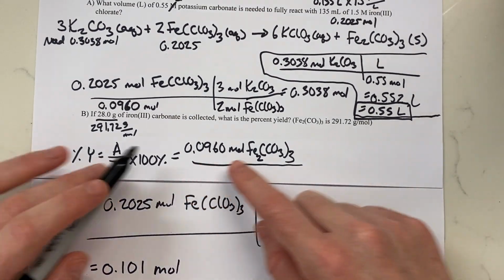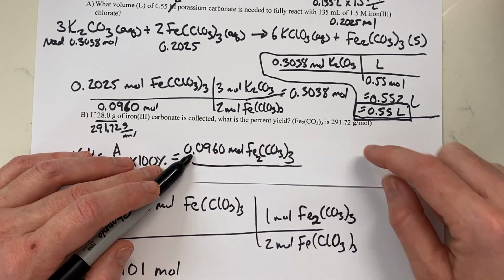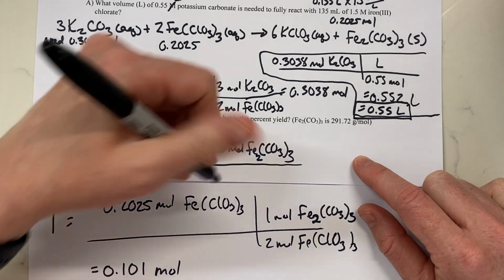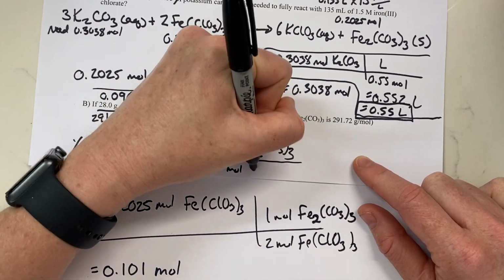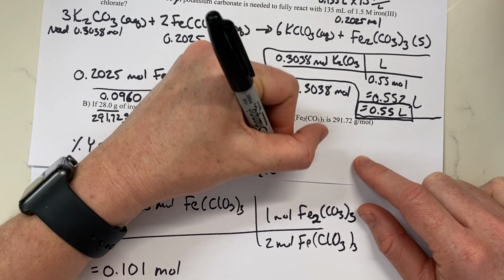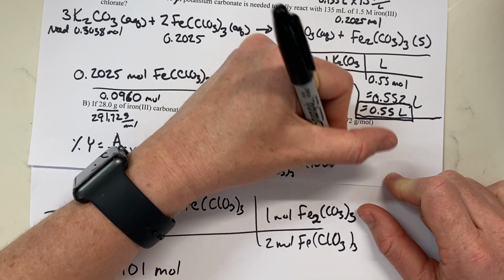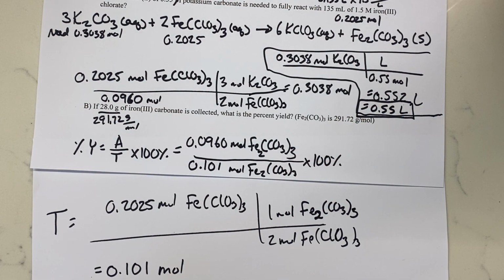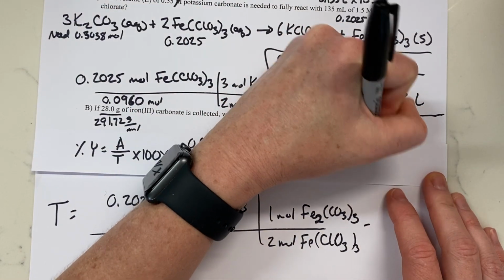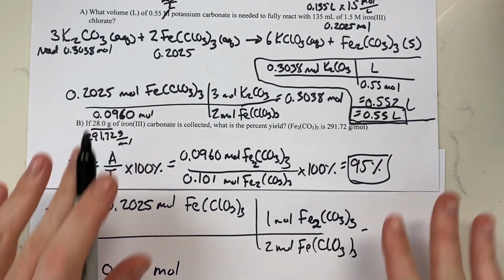So now I can go back here and say, okay, in actuality, I got 0.0960 based on the grams here. But in theory, I should have gotten 0.101 mole of Fe2(CO3)3. You multiply that by 100%, and you get an answer of 94.8%, or 95% yield. Pretty good yield. Good job.